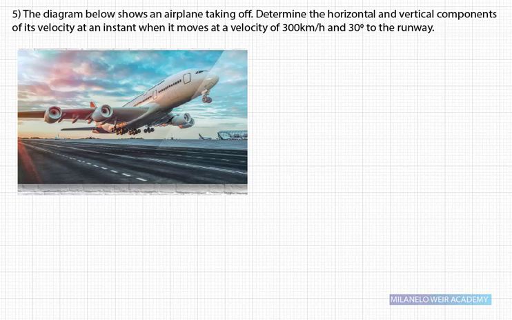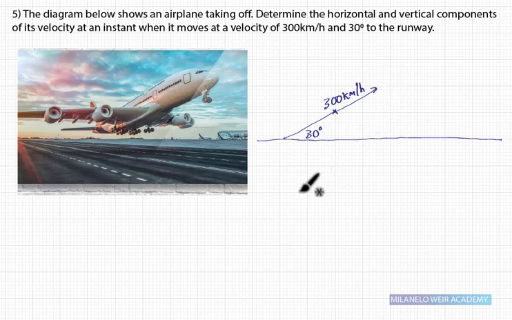Okay guys, a picture is worth 1,000 words. So the runway here, guys. Our airplane is at point X, and the angle is from a straight line. So the velocity is 300 kilometers per hour. The angle is 30 degrees.